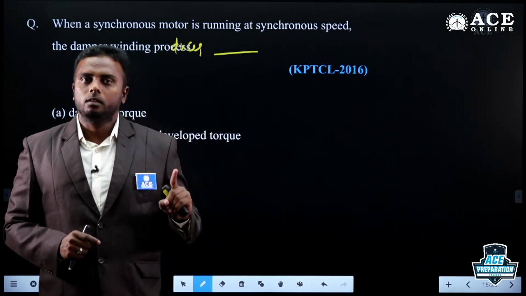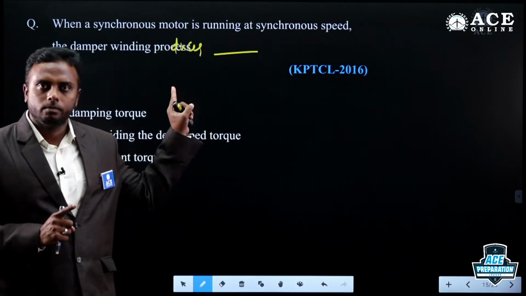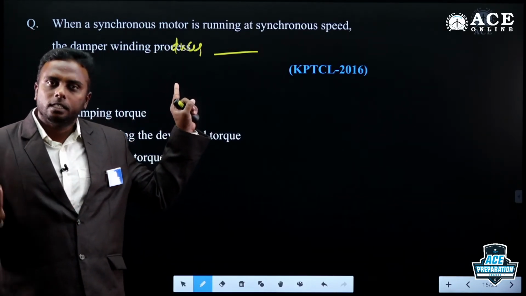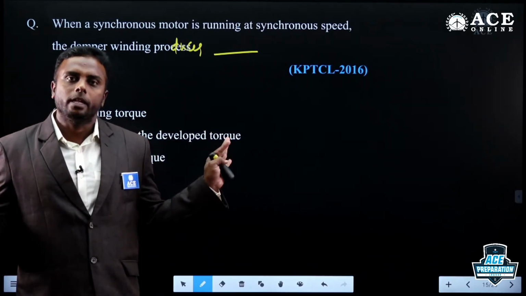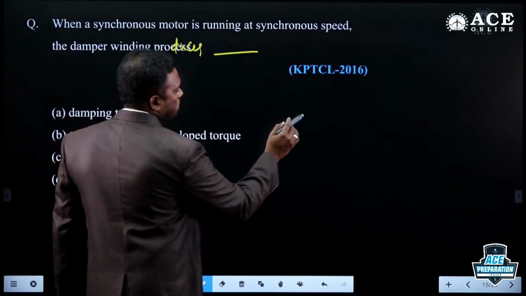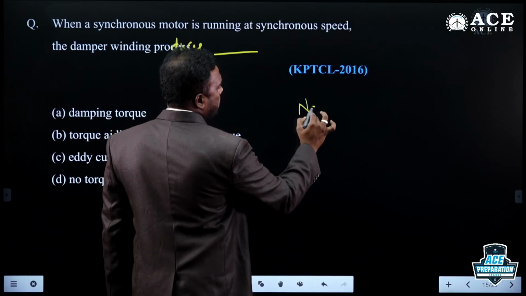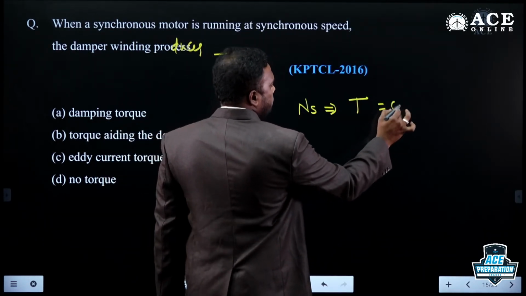During this hunting only, torque is developed by the damper bars. Otherwise, under steady state condition, whenever it is running at synchronous speed, it won't develop any torque. So under steady state, or at synchronous speed, the torque developed by the damper bars is 0.